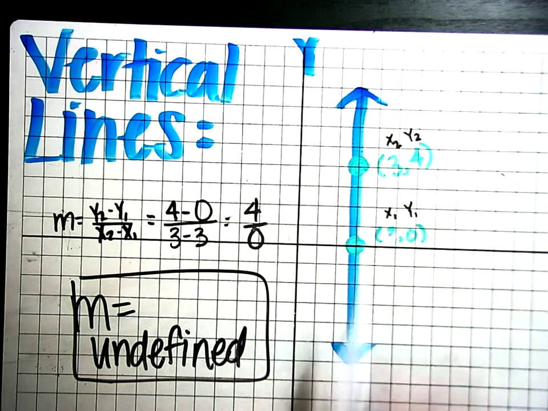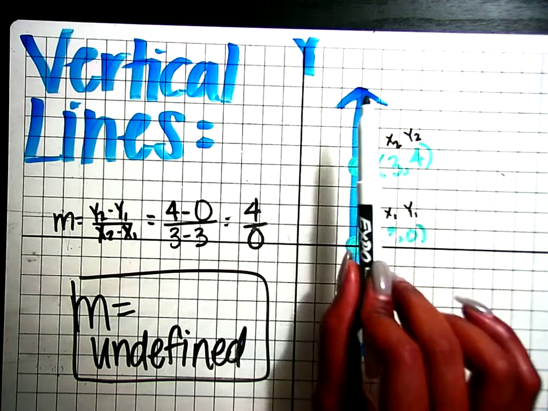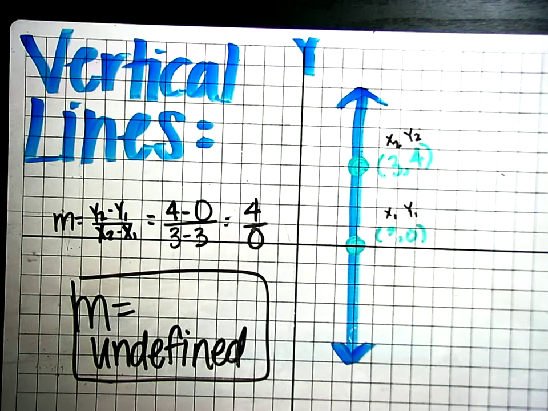We cannot walk up a straight wall. We can't. If this was a ramp, we couldn't walk up that ramp. That ramp would be undefined. Okay?